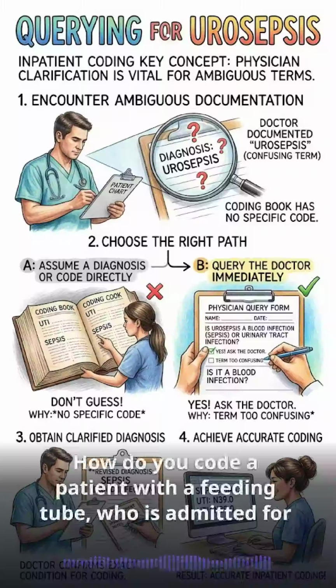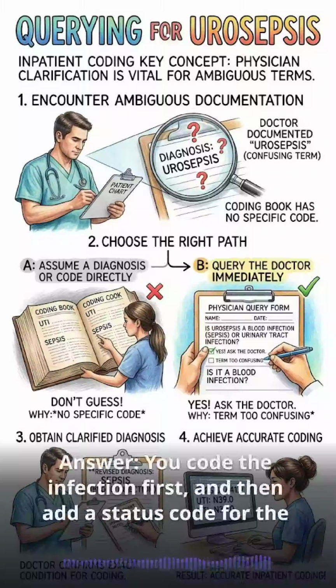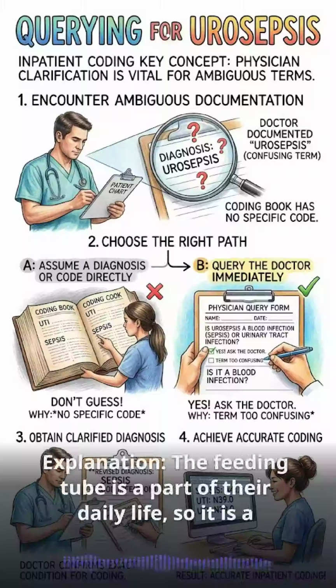73. How do you code a patient with a feeding tube who is admitted for an infection? You code the infection first, and then add a status code for the presence of the tube. The feeding tube is a part of their daily life, so it is a secondary status code.